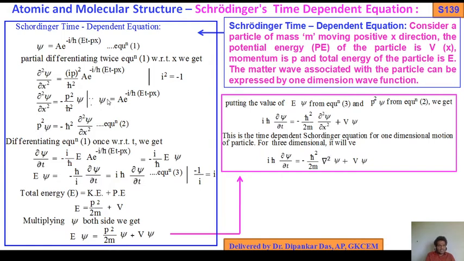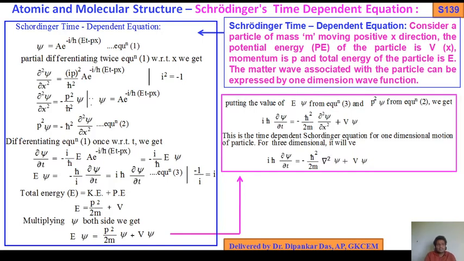Why psi? Because psi is nothing but A into e to the power minus i by h bar (Et minus px), which I wrote in the first step. So we finally get del square psi by del x square equals minus p square by h bar square psi. Hence p square psi equals minus h bar square del square psi by del x square.